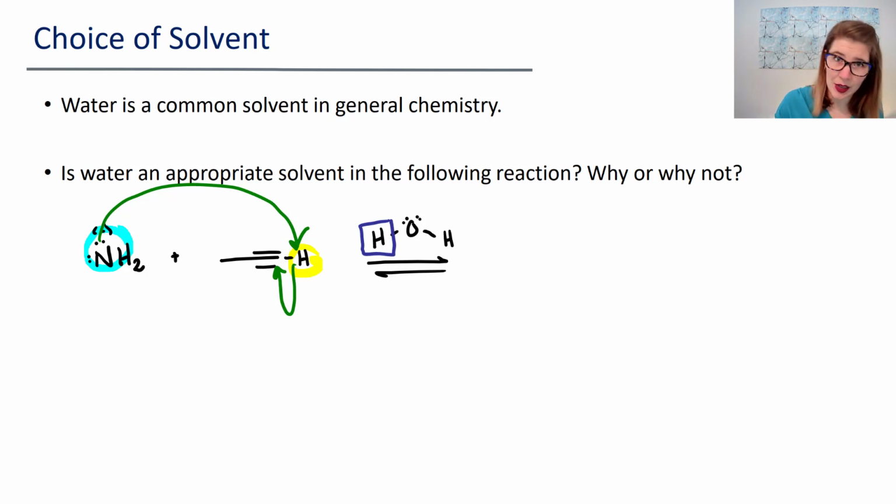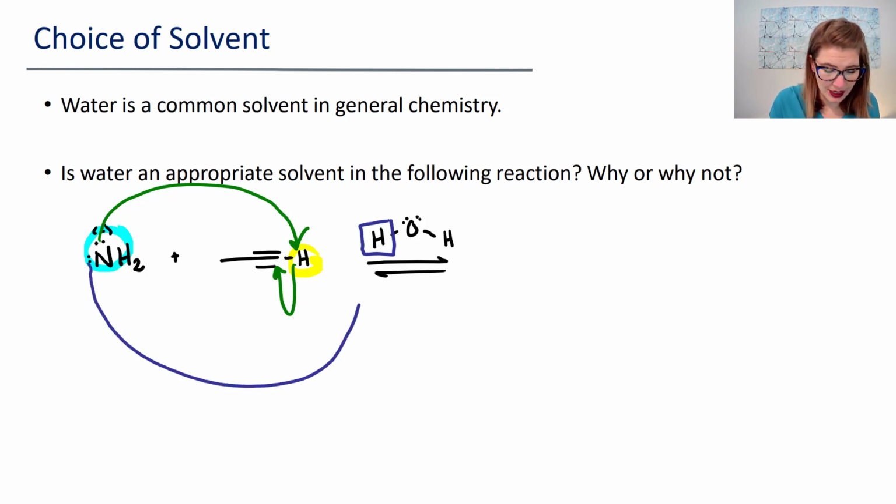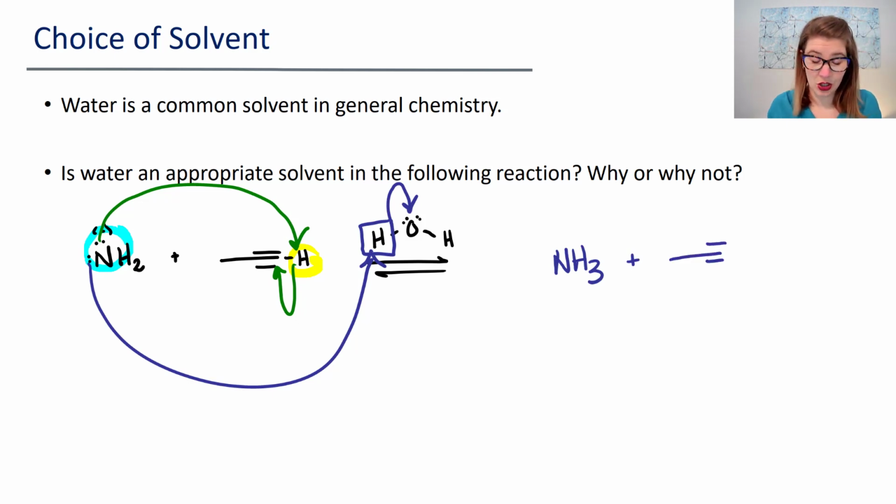So what will actually happen is what I'm going to draw in blue arrows: your base would attack this proton because water is a stronger acid, and you would end up with NH3 at the end, which is ammonia. This part wouldn't change, and then hydroxide ion. So congratulations, you just made hydroxide. You could have just bought sodium hydroxide if you really needed hydroxide that badly. Therefore, we cannot use water as our solvent in this reaction. If water is unavailable, what are we going to use?